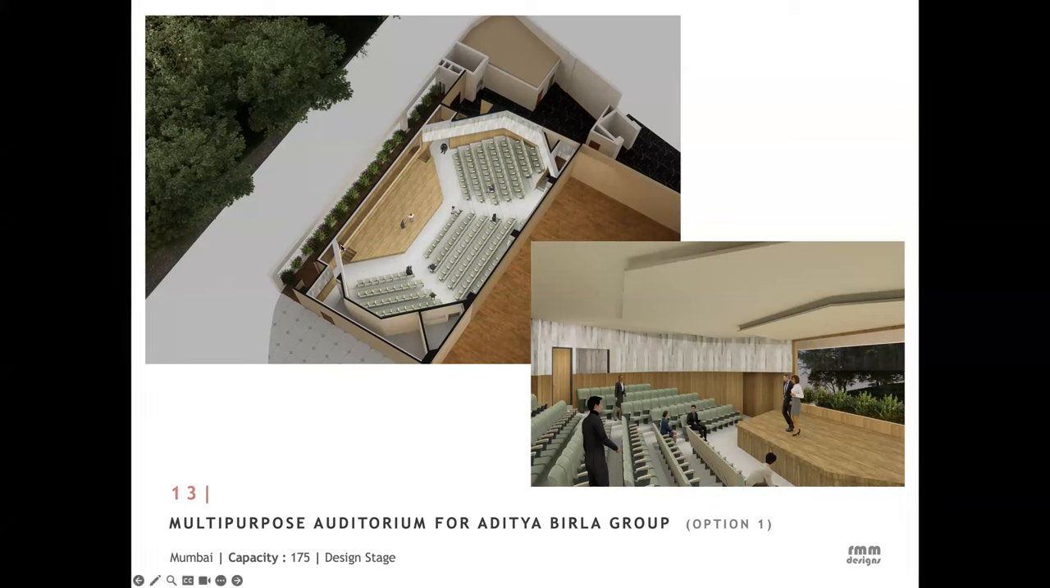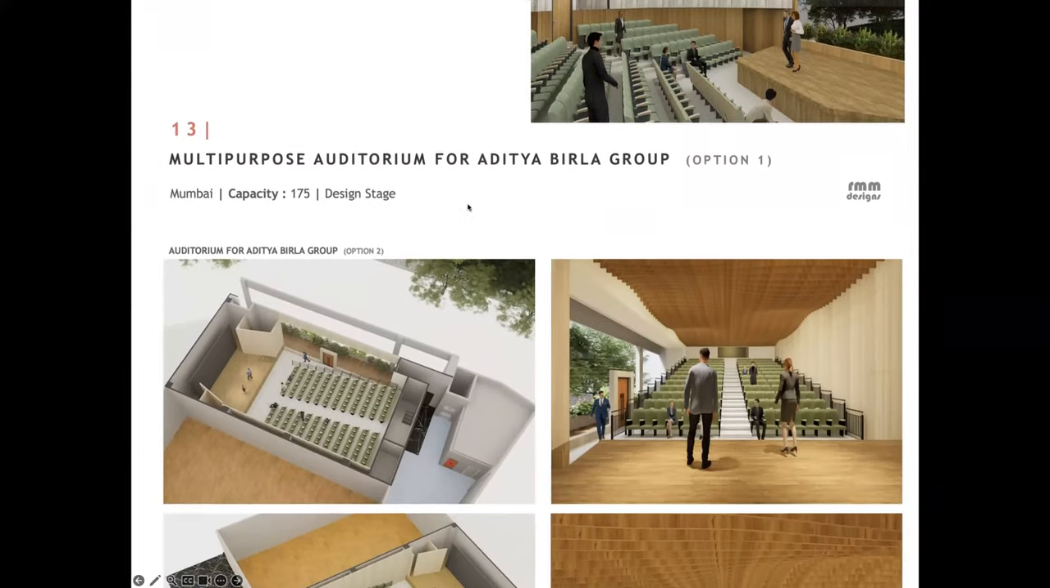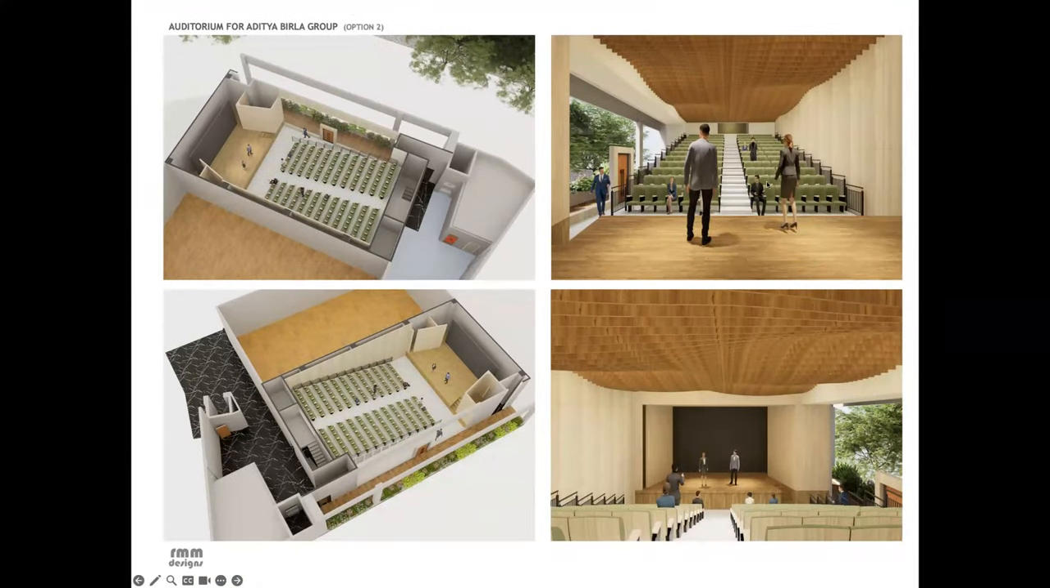So here, this entire stage back is glass. So you actually see this entire nice lush green side of the mountain when the event is going on. But again, as I said, this is in the design stage. We have given these two options to the client. One is this, where you have an enveloping seating arrangement. The second option is conventional seating but stacked seating. Stacked in the sense all these rows can be pushed back and made into just one single row. And this can be used as a flat floor auditorium also if required. So these are the two options.